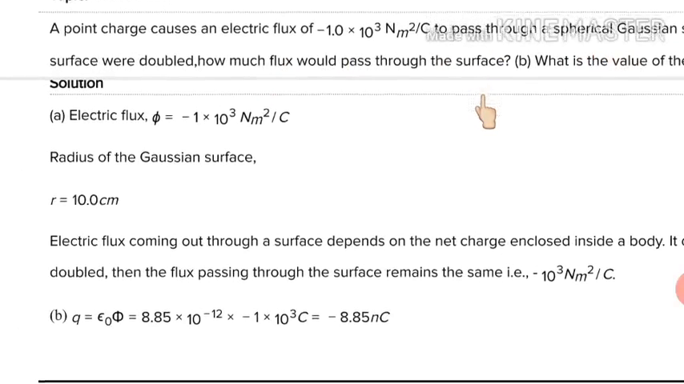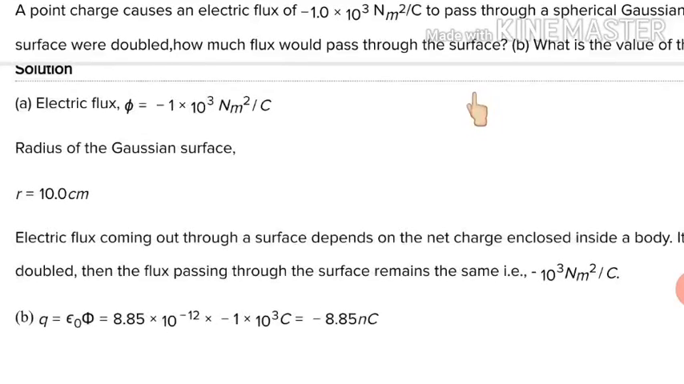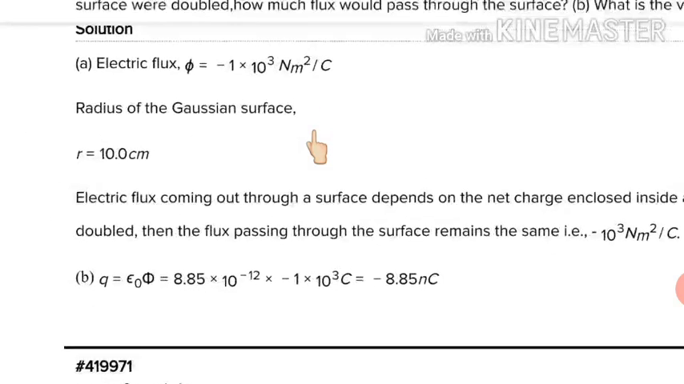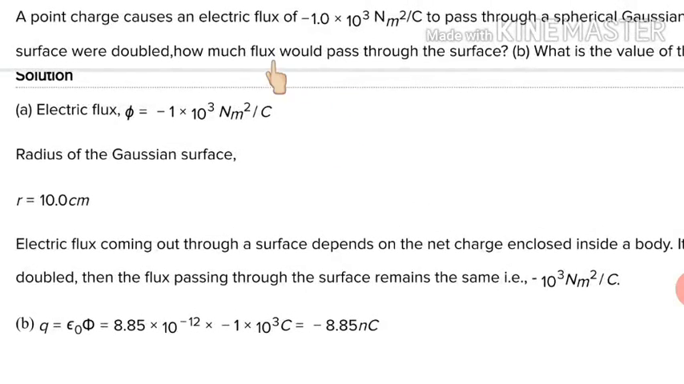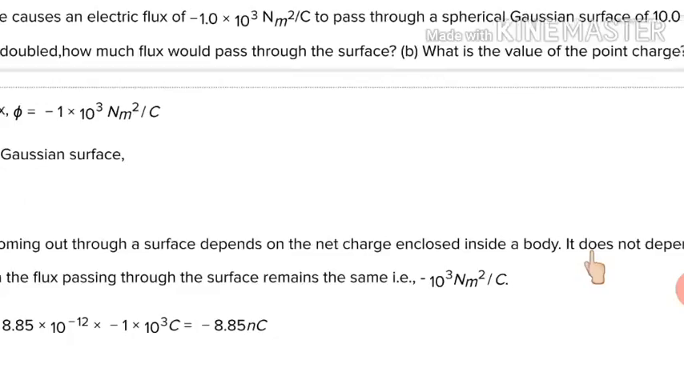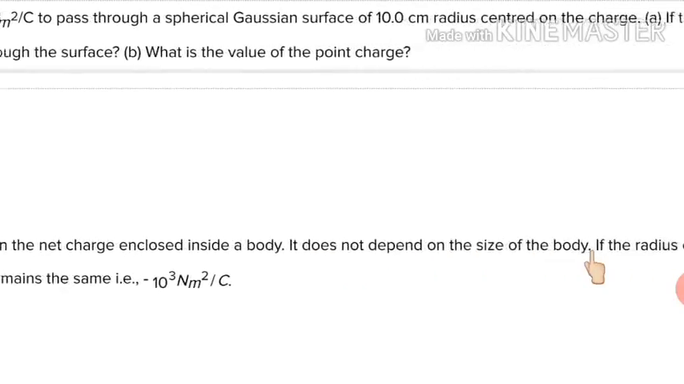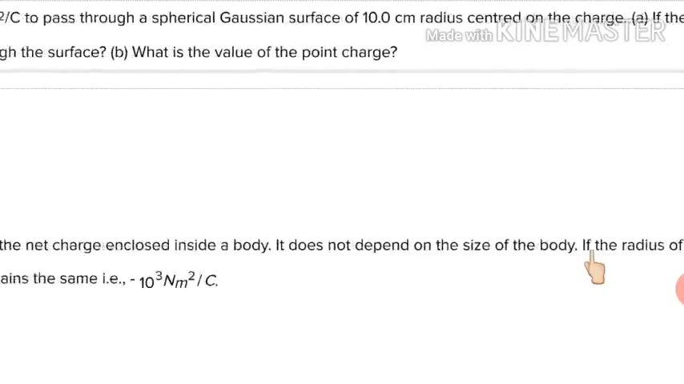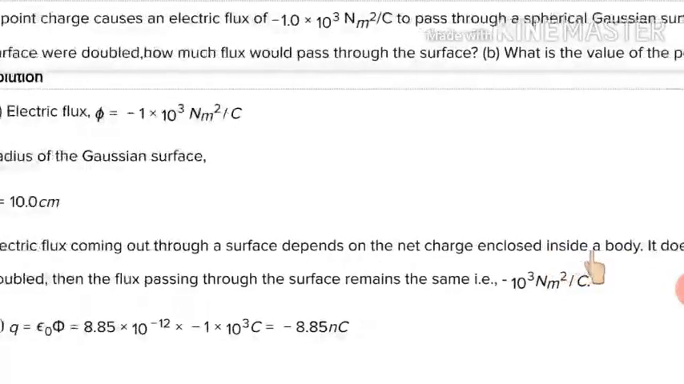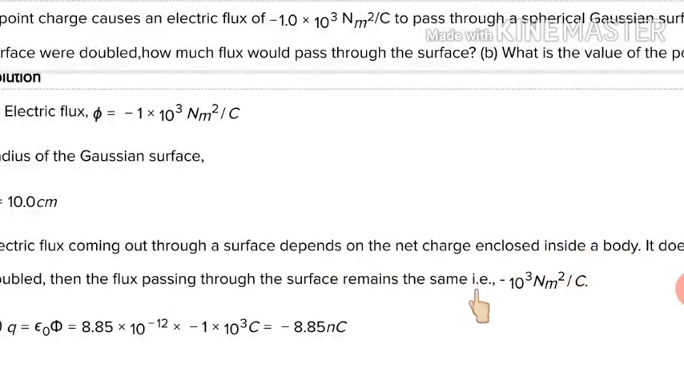Actually, we know that the flux totally depends upon the charge enclosed inside that body. It does not depend upon the size of the body. So even if the radius is doubled, the flux will not change. There will be no change in the flux. That's why it is written, electric flux coming out through a surface depends on the net charge enclosed inside a body. It does not depend upon the size of the body. So if the radius of the Gaussian surface is doubled, then the flux will remain as it is. The flux will be the same, there will be no change.